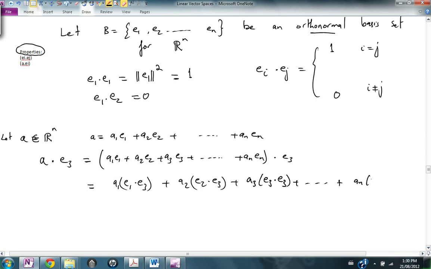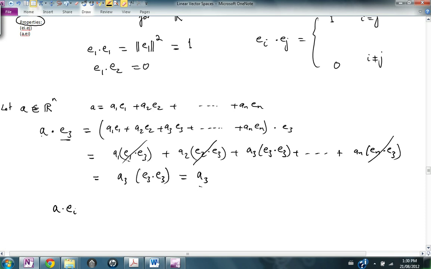But since this is an orthonormal basis set, I know that E1 is perpendicular to E3, so this goes. E2 is perpendicular to E3, this goes. And so on. I'm going to be left with E3 dot E3, which gives me the size of E3, which is 1, so this gives me A3. Which means when I take the dot product of A with the basis vector E3, I'm getting the projection of A onto E3, which is equal to A3. And in general, I can write A dot EI equal to AI. When I take the dot product of A with the I-th basis vector, I get AI.